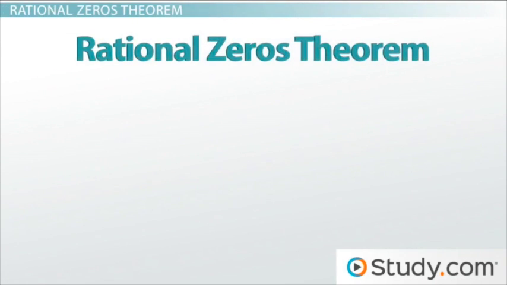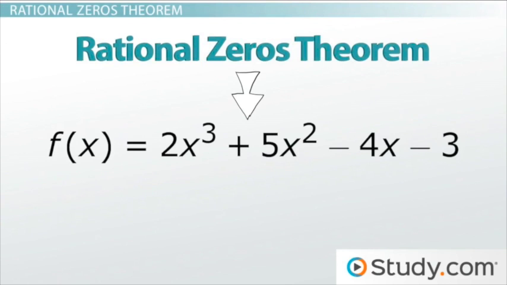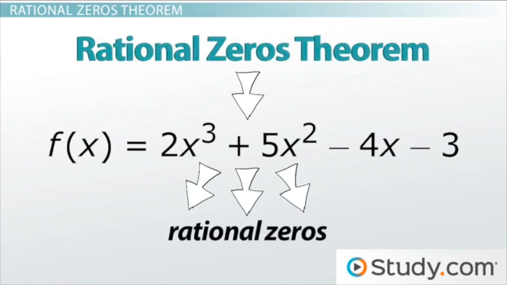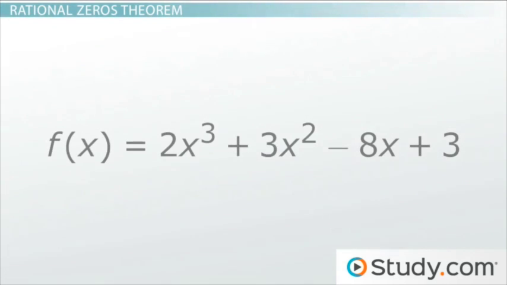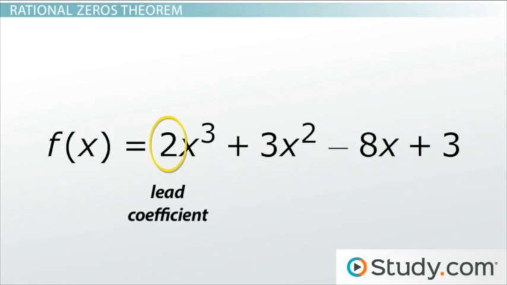The rational zeros theorem helps us find the rational zeros of a polynomial function. Once you find some of the rational zeros of a function, even just one, the other zeros can often be found through traditional factoring methods. In this function, the lead coefficient is 2. In this function, the constant term is 3.